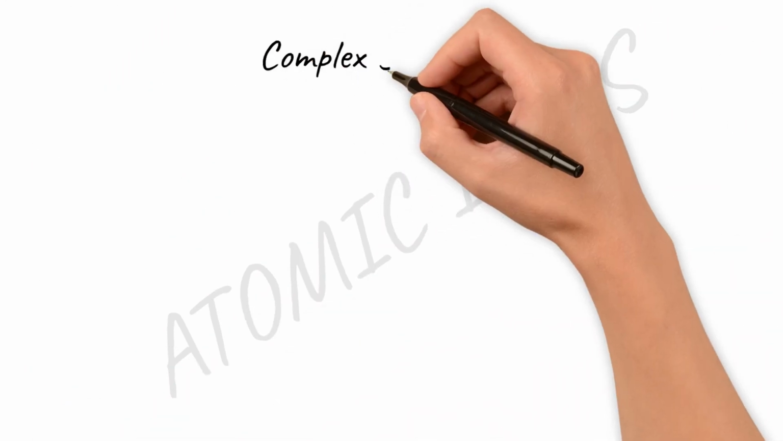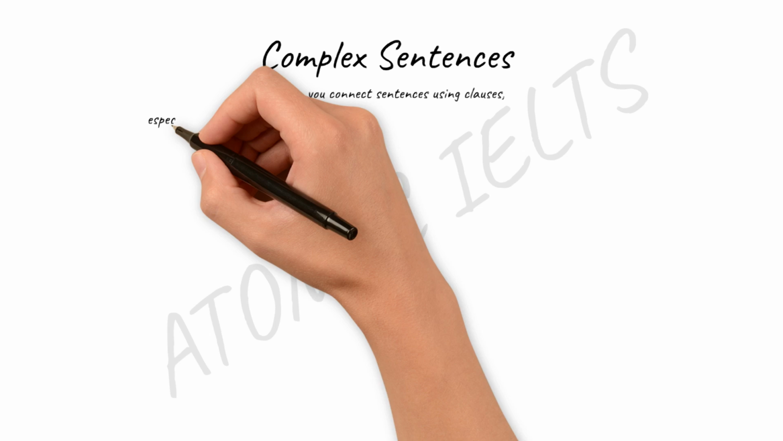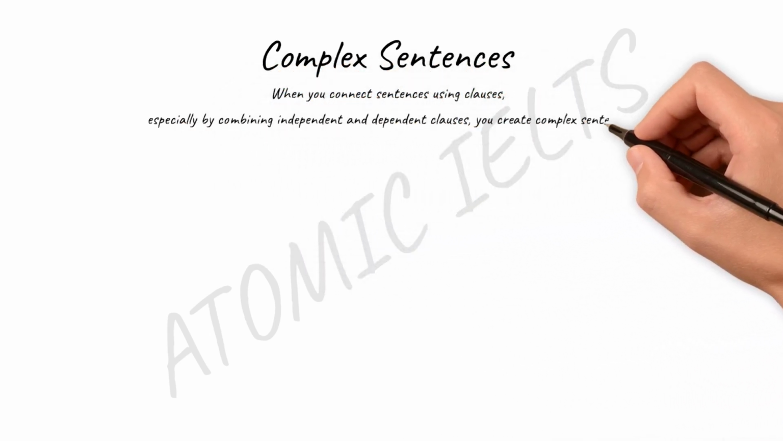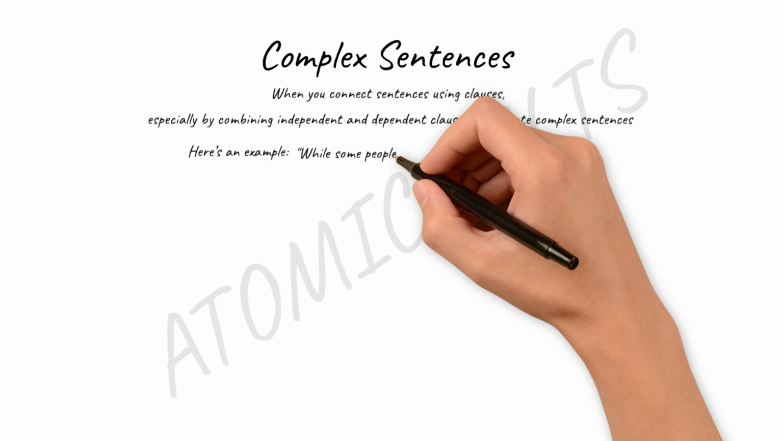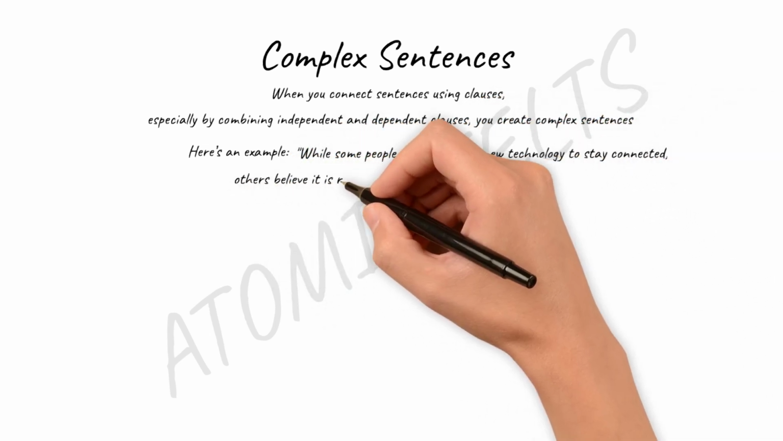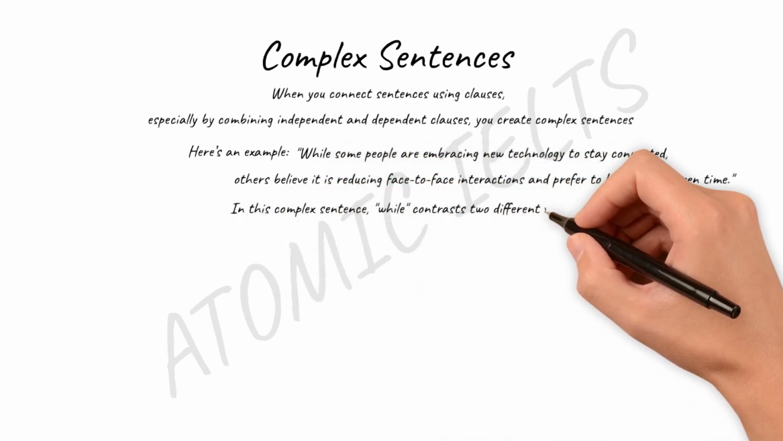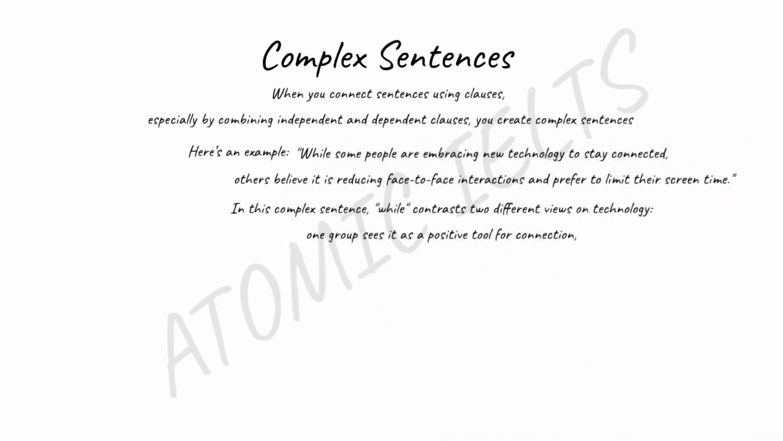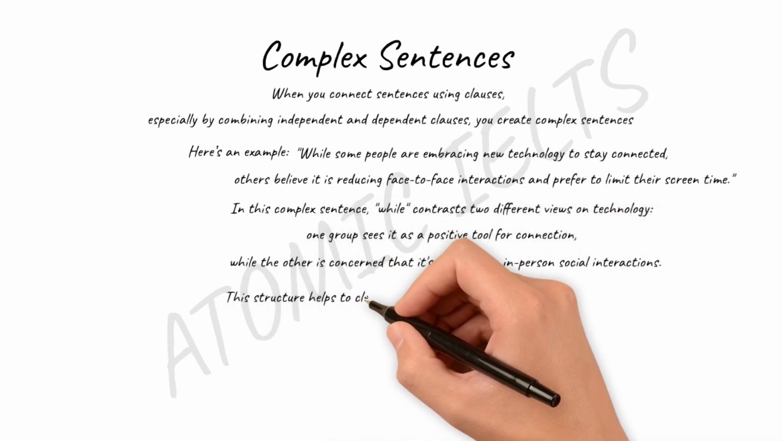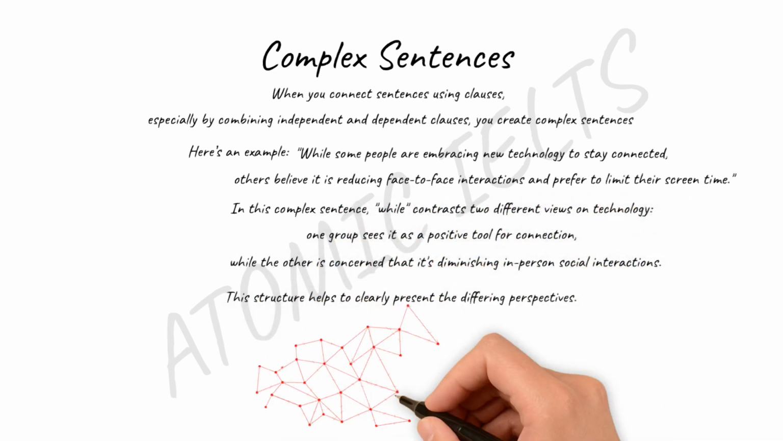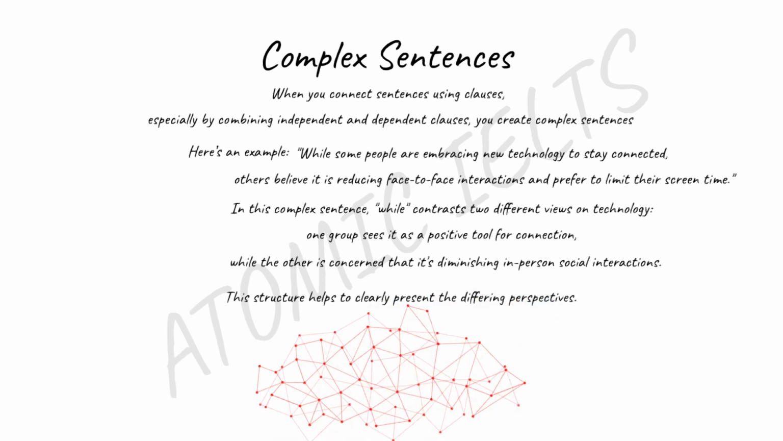Now we can get to the part that everyone says: make sure your essay has complex sentences. So what are complex sentences? When you connect sentences using clauses, especially by combining independent and dependent clauses, you create complex sentences. As we have seen earlier, this happens when we join two clauses using conjunctions. Let's see one more example. In this complex sentence, while contrasts two different views on technology. One group sees it as a positive tool for connection, while the other is concerned that it's diminishing in-person social interactions. This structure helps to clearly present the differing perspectives.